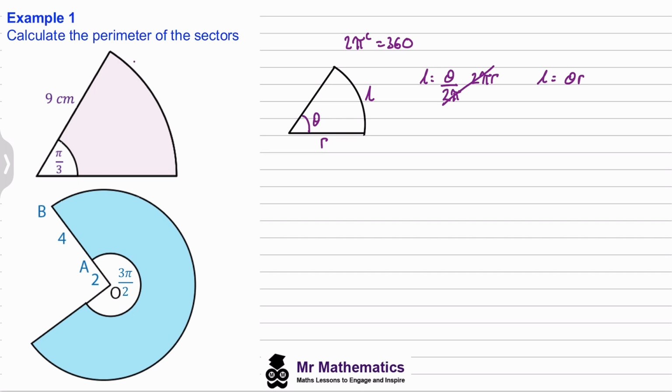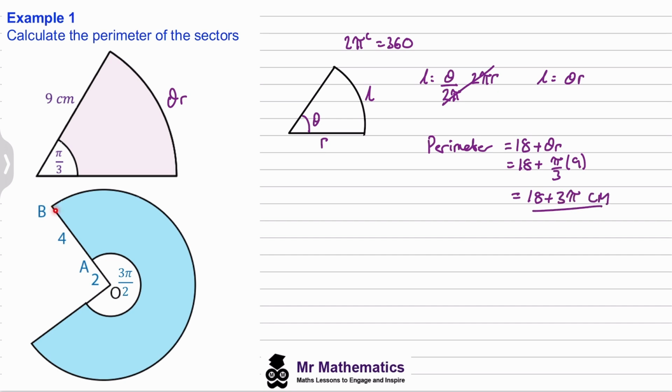So we know the arc length of this sector will be theta r. So to find the perimeter, well, we can add the two radii together. They'll both be 9 centimeters. So this will be 18 plus the arc length, which is theta r. So this will be 18 plus theta, which is pi over 3, multiplied by the radius of 9. We can simplify this fraction. So the perimeter of a sector will be 18 plus 3 pi centimeters.